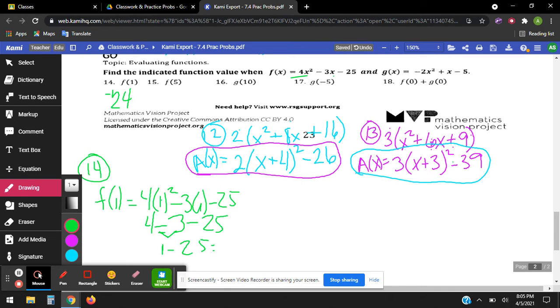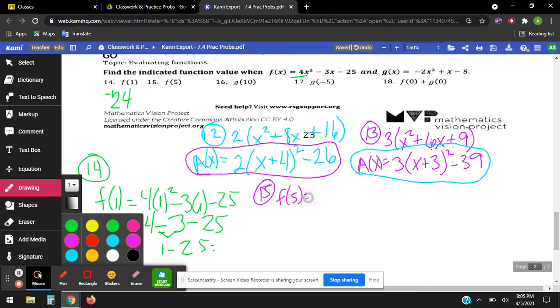All right, 15. F of 5 equals 4 times 5 squared minus 3 times 5 minus 25. Okay, so 5 squared is 25. 4 times 25 is 100. Minus 3 times 5 is 15. Minus 25. Well, 100 minus 15 is 85. Minus 25. F of 5 equals 60.